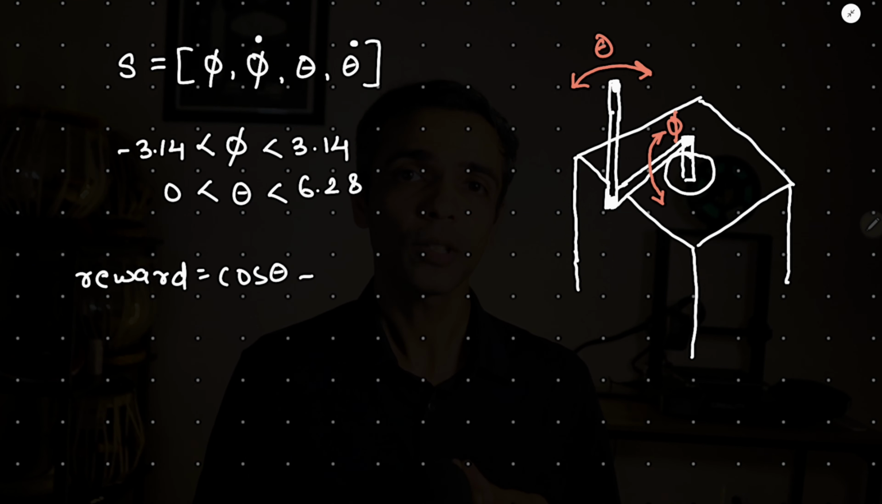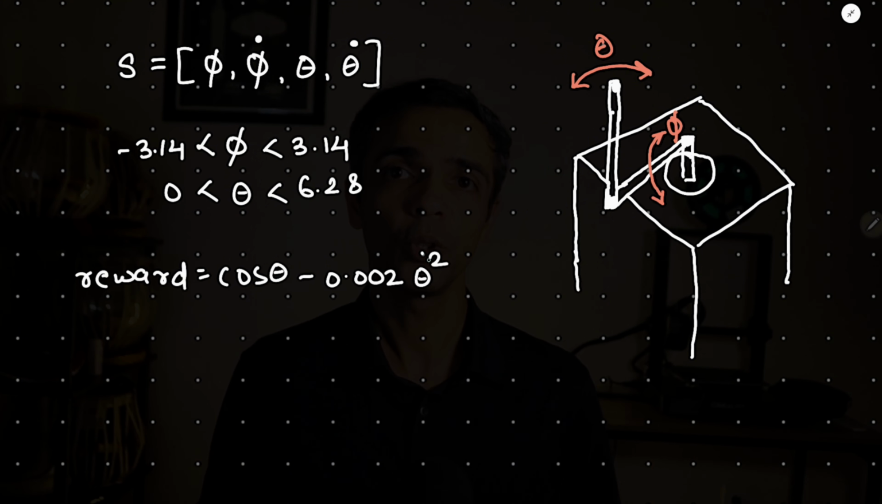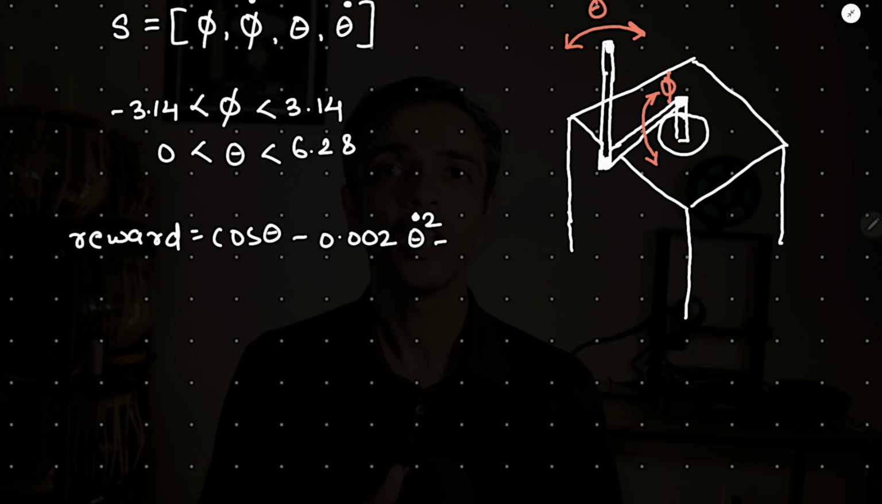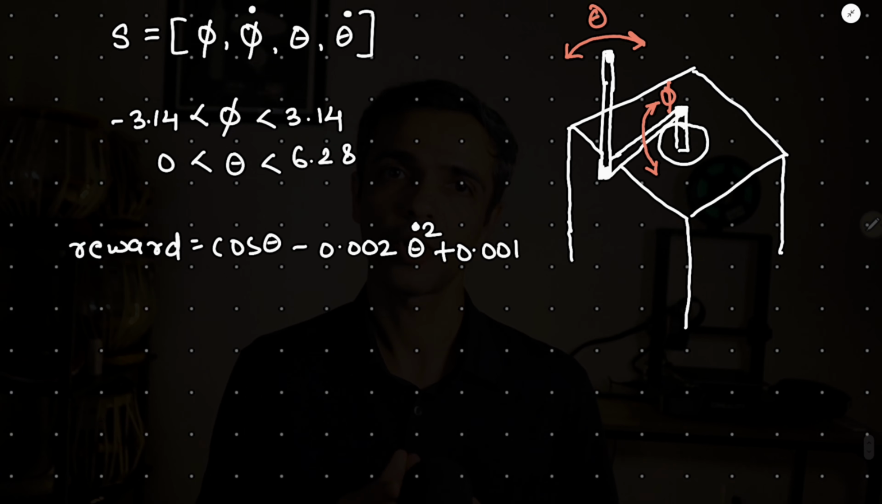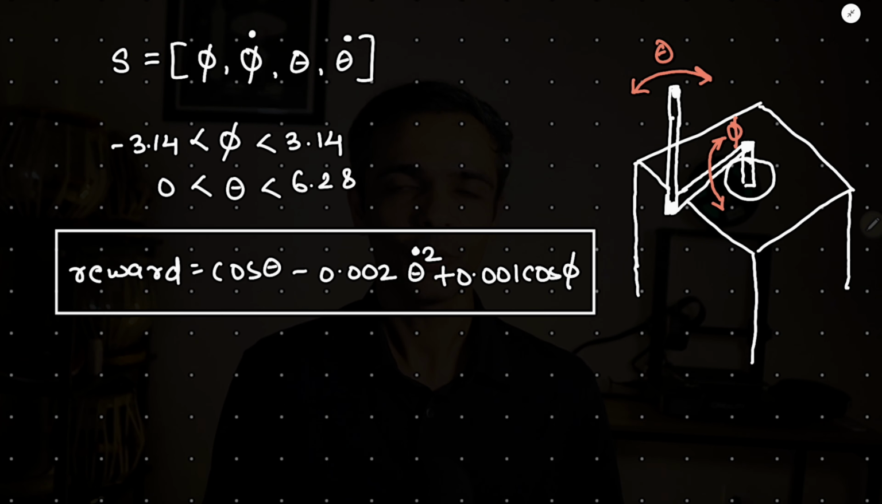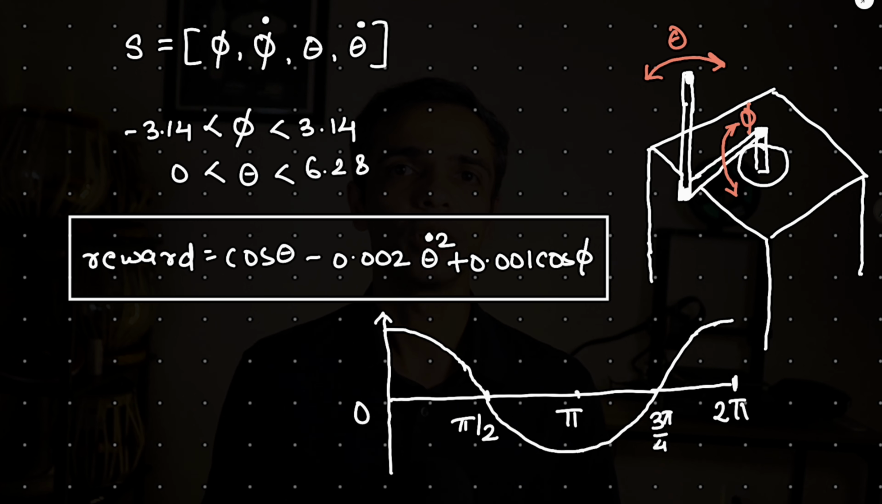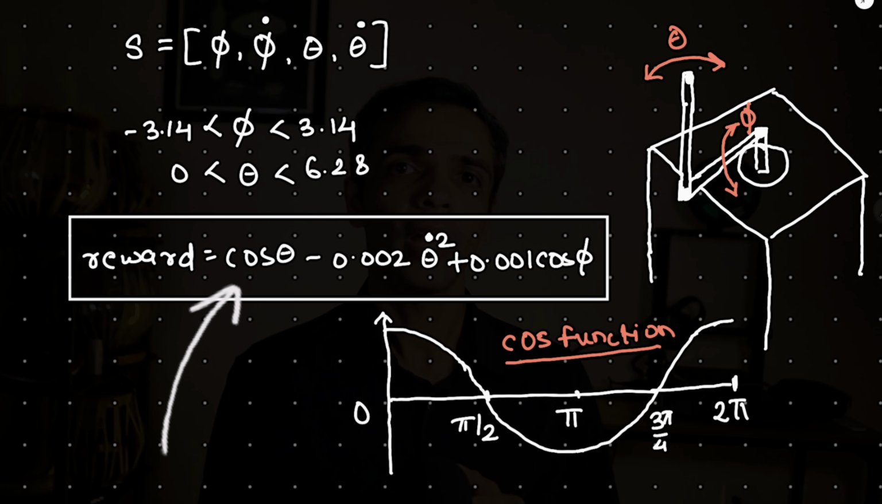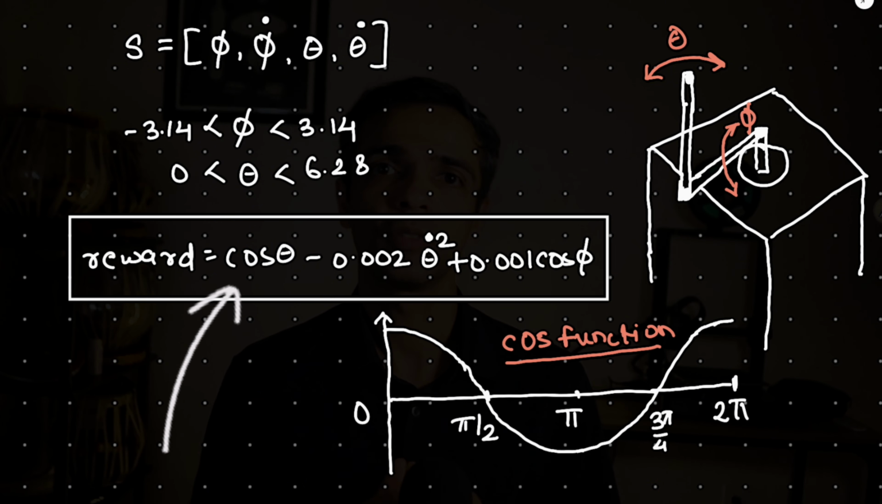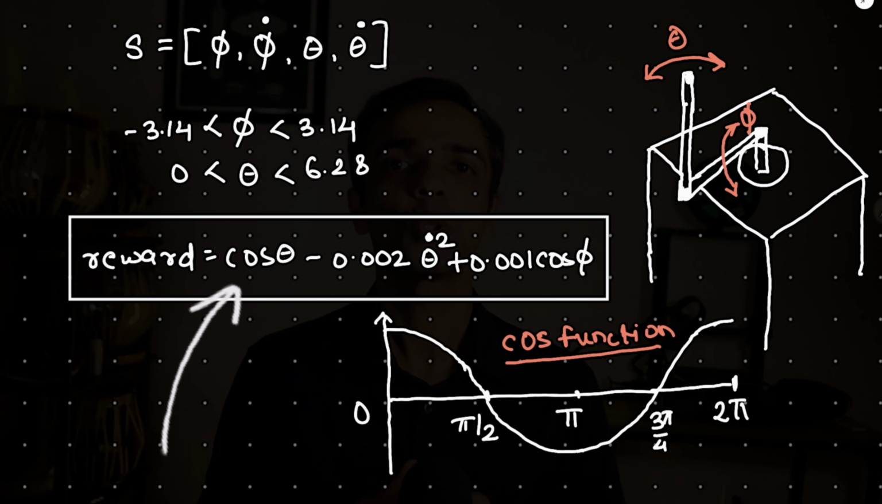Reward is equal to cos theta minus 0.002 times theta dot squared plus 0.001 times cos phi. With this reward function, when the pendulum is in its upright position, that is theta is 0 or 2 pi, we get a maximum value of 1 for this term. So we are giving a high reward if the pendulum is in an upright position. It gets a negative reward automatically because of the cos function when it is in the downward position. That is, theta is close to pi.